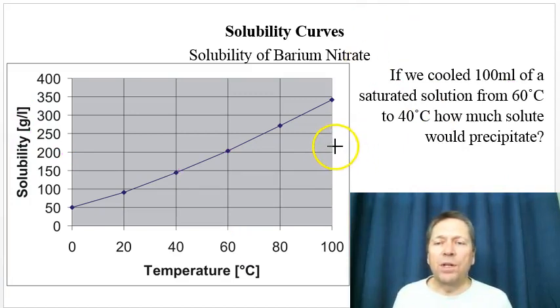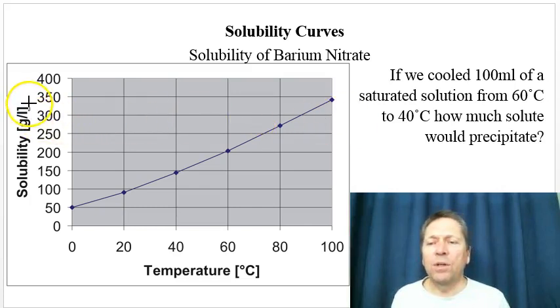So we've got a question now on barium nitrate. It's a different chemical. The question says, if we cooled 100 milliliters of a saturated solution from 60 degrees to 40 degrees, how much solute would precipitate? We better just check that we know what the units are. The units here are grams per litre. That's a little bit different from our other one.